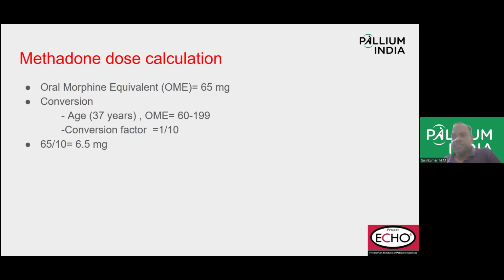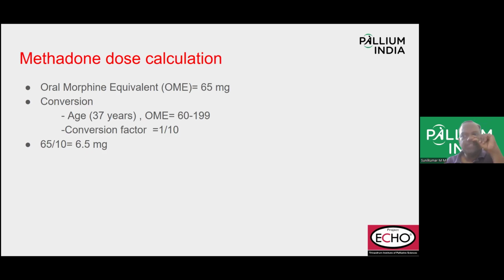So how do you give this 6.5 milligram of methadone to this patient? How do you start? I told you that methadone has a duration of action of 8 to 12 hours. So what dose would you start? It will depend on the type of formulation available to you.